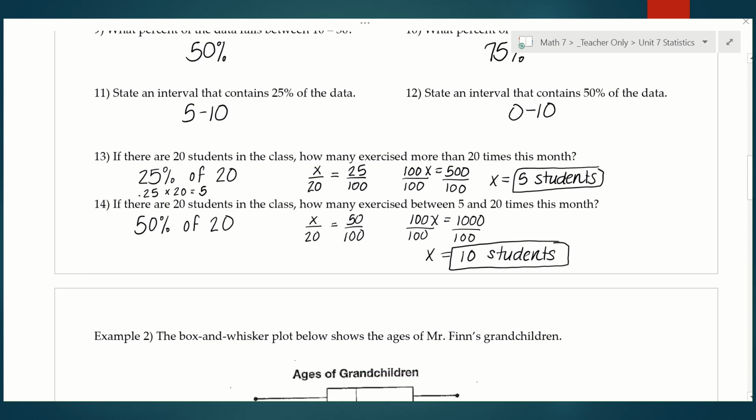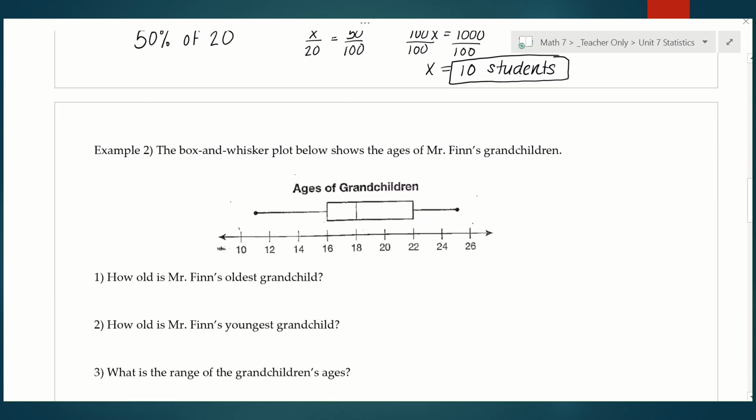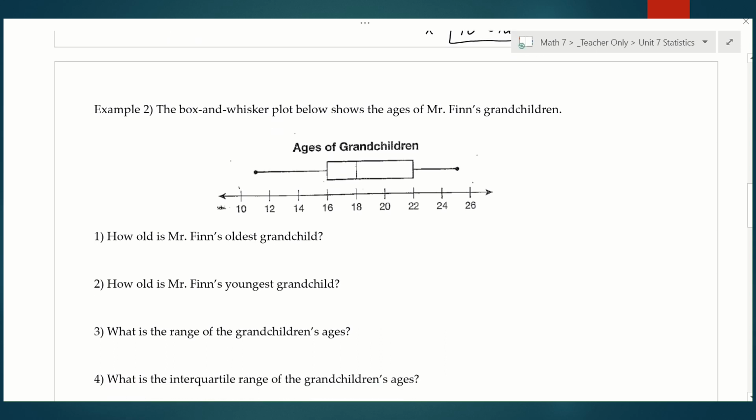Okay, let's go to example 2. So this box and whisker plot shows the ages of Mr. Finn's grandchildren. And question 1 says, how old is Mr. Finn's oldest grandchild? So based on our box and whisker plot, we're looking at the maximum to get the oldest grandchild, which looks like 25. Number 2, how old is Mr. Finn's youngest grandchild? So that is the minimum, which looks like 11.